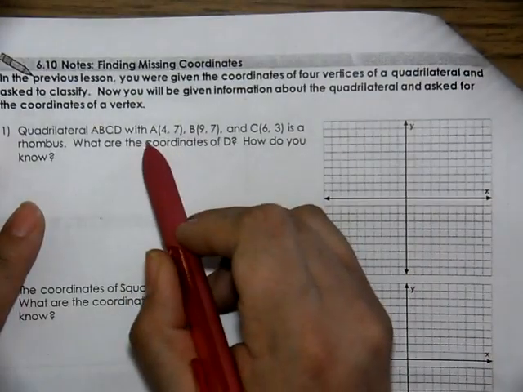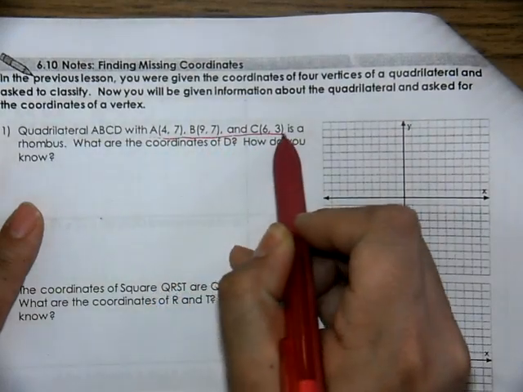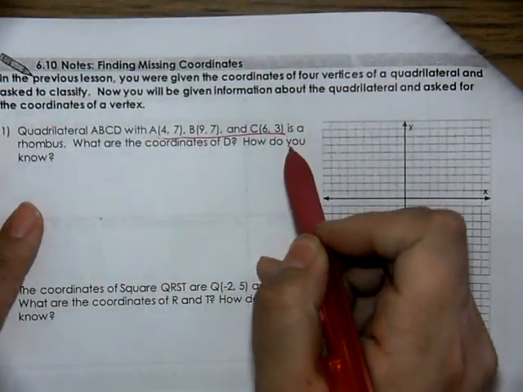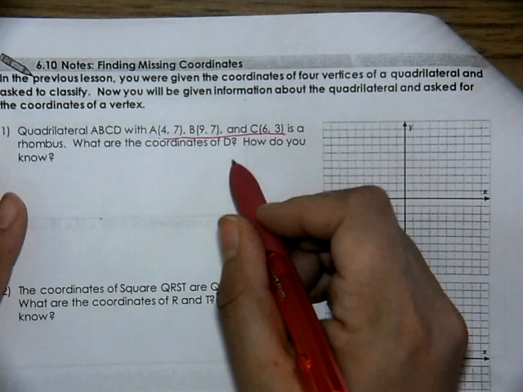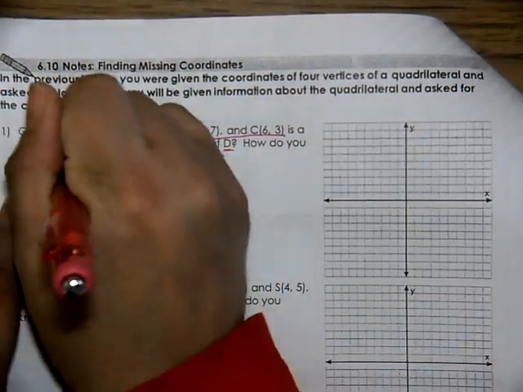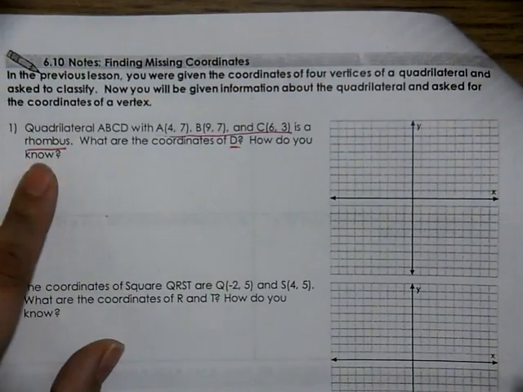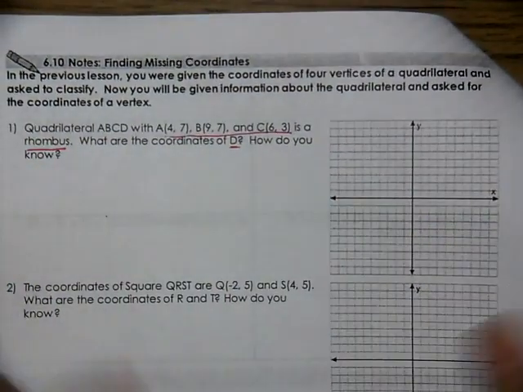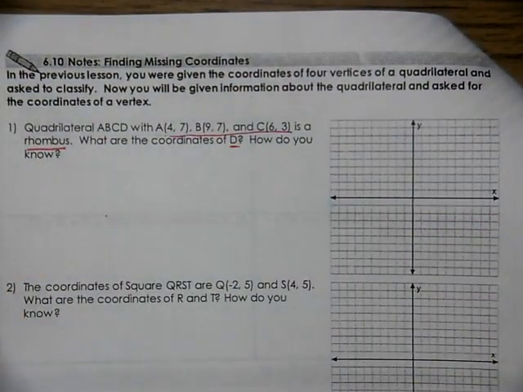So we have a quadrilateral ABCD with the following points. We'll go ahead and plot the 3 that we do know. We don't know the last point. We don't know point D. That's what we're trying to find out, and we know it's a rhombus. You definitely need to know what the shape is in order to find that last point, because you could have lots of different answers if it was a different shape.